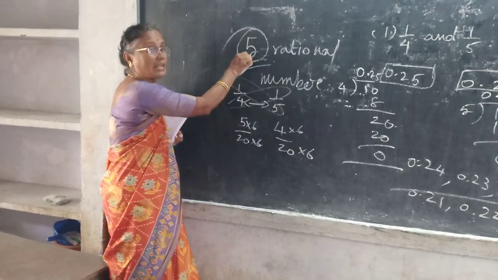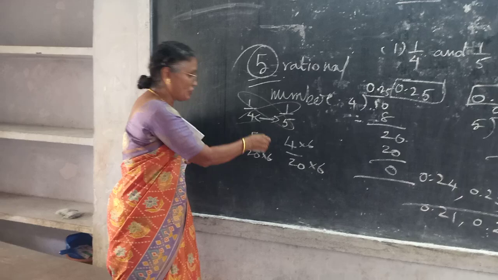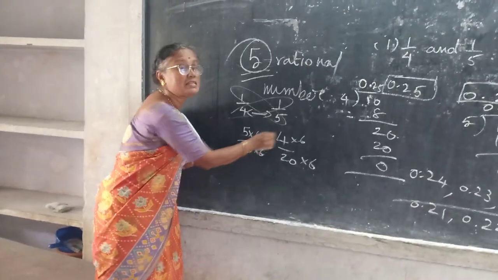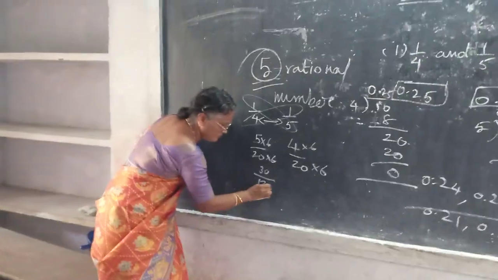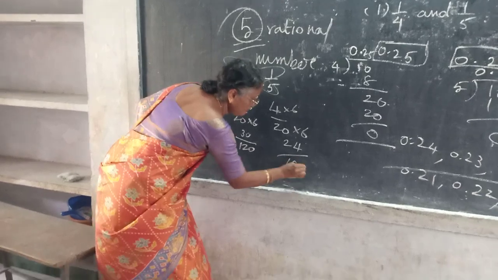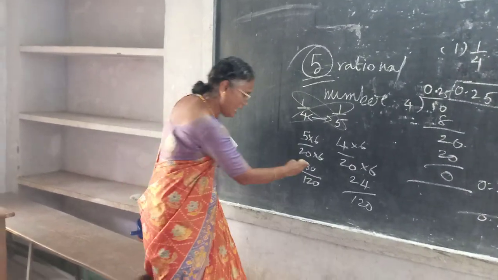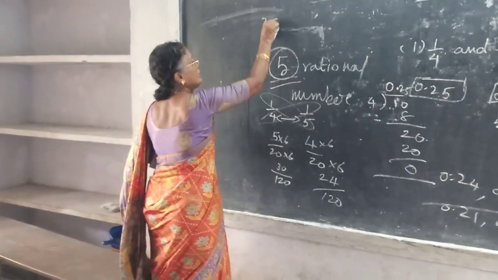I told you what they are asking. Just one more. Since they have asked 5, you are multiplying this number by 6. So, 5, 6 are? 30. 120. 4, 6 are? 24. 120. Those who are able to write it, you can go in this order itself. What is the answer?